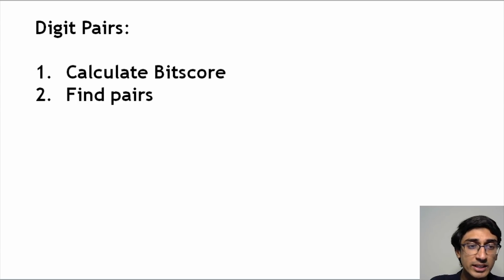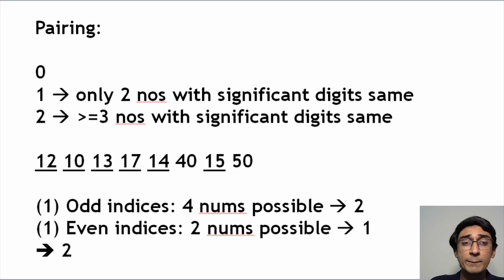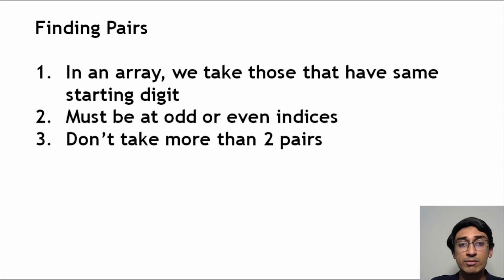Let's first dive into how we can actually find the pairs, right? This is the kind of approach that we will follow. We take those numbers that have the same starting digit. That is, in an array, we will take all of those bit scores which have the same starting digits, right? And they must be at even or odd indices only. That's the important part. And then we can't take more than 2 pairs.